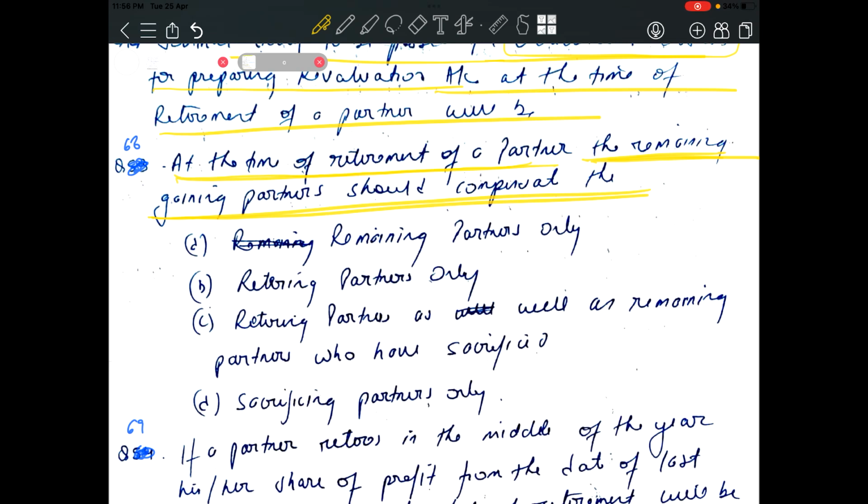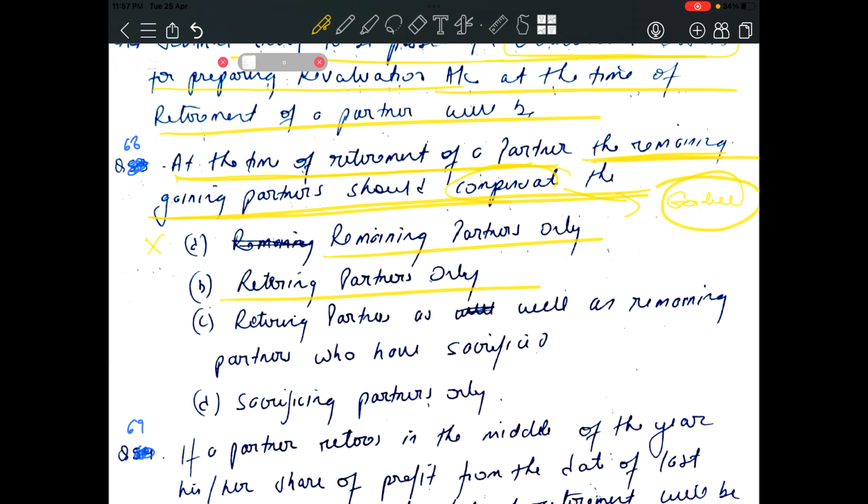Okay, we have to see this. Remaining partners only. Will the remaining partners compensate the remaining partners? No, this will not be the right answer. Retiring partners only. Will this also be a right answer? Compensate basically means value of goodwill. The question is talking about goodwill value.